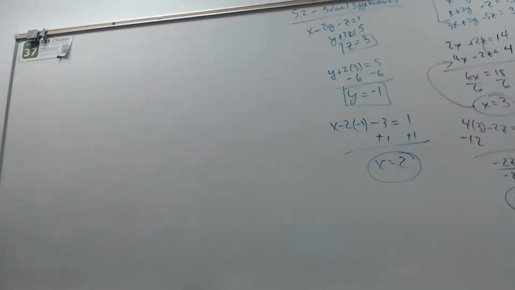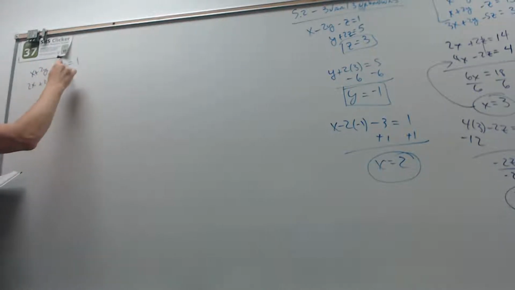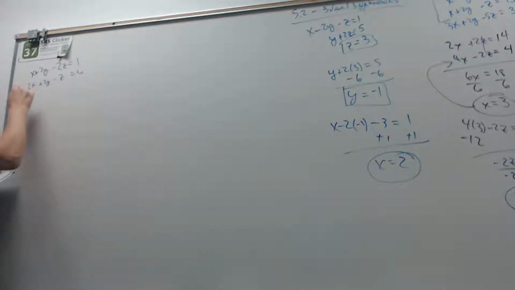How about x plus 2y minus 2z equals 1, 2x plus 2y minus z equals 6, 3x plus 4y minus 3z equals 5. Okay? Hunter, you look like you want to do this one.